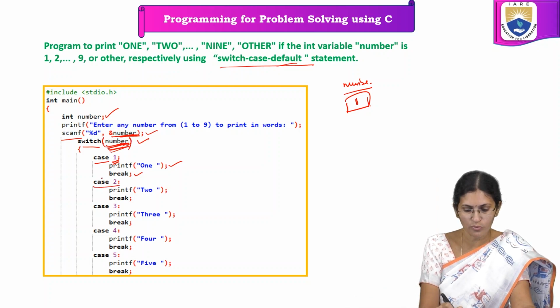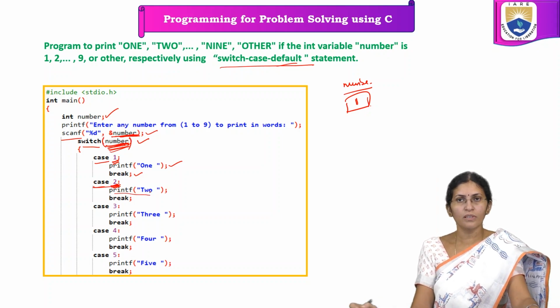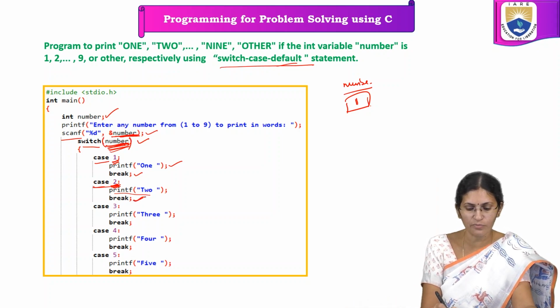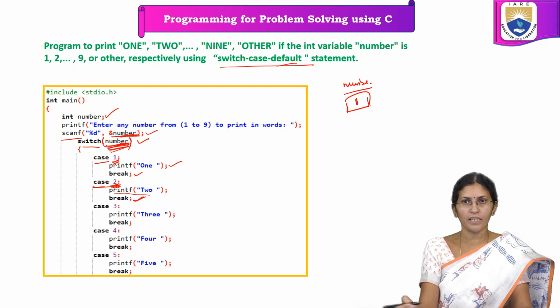Next, case 2. Case is a keyword. If the number value entered by the user is equal to 2 and it matches with this label, then it will print 2. And then after that, the break statement is there. If we don't write this break statement, then it will continuously execute all the statements after this case.